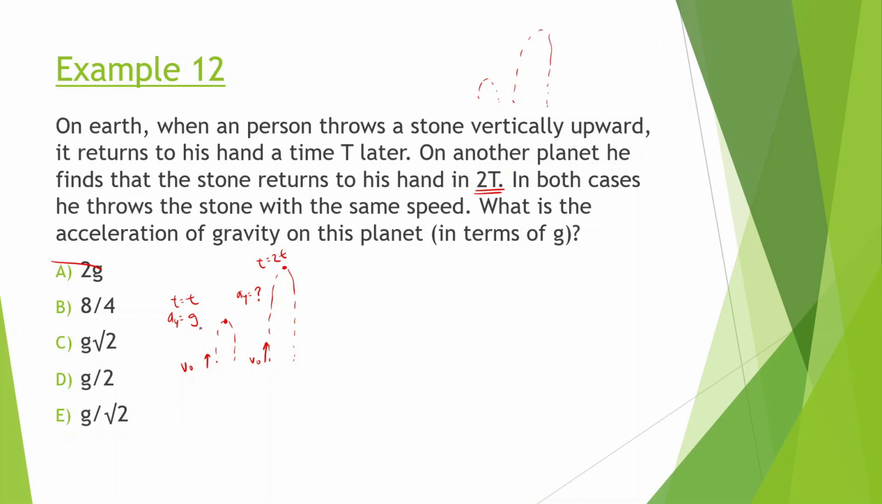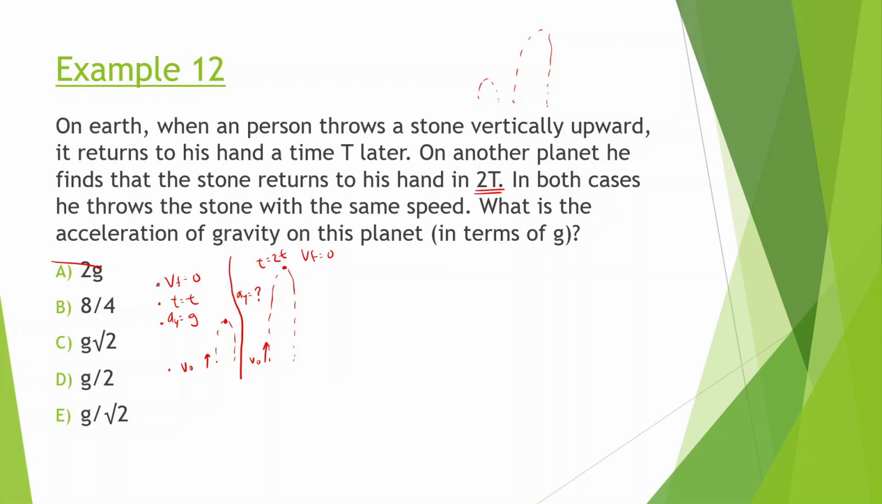What else do we know about this problem? The initial velocity is the same. Acceleration is different. The t is different. And what is the acceleration of gravity on this planet? That's what we're looking for. We also know at the very top, the final velocity is 0 for both of these. Final velocity is 0. Now we want to see which equation has all 4 of these variables.